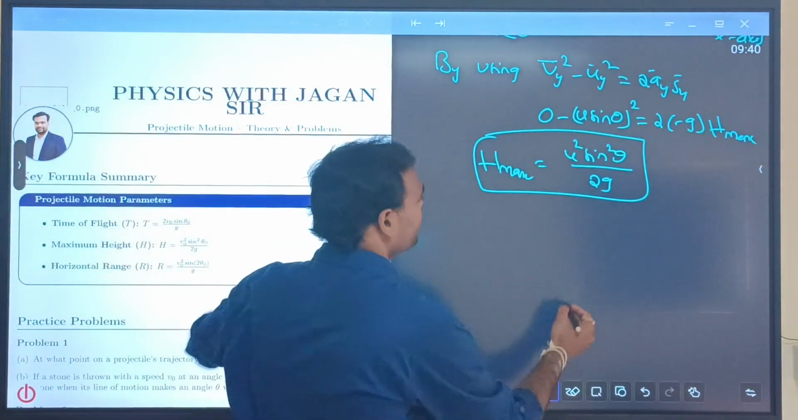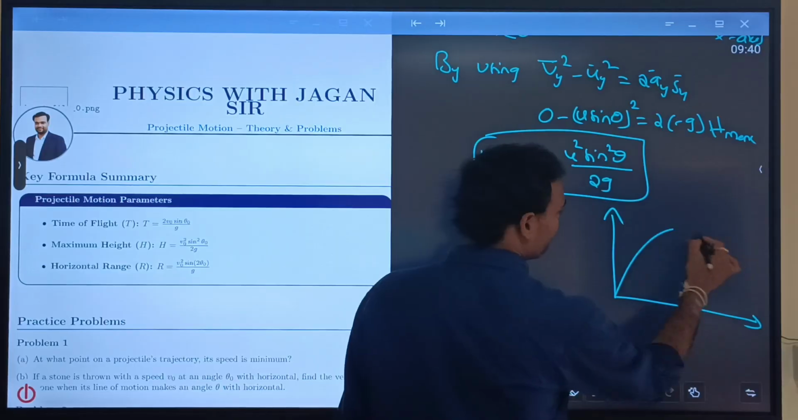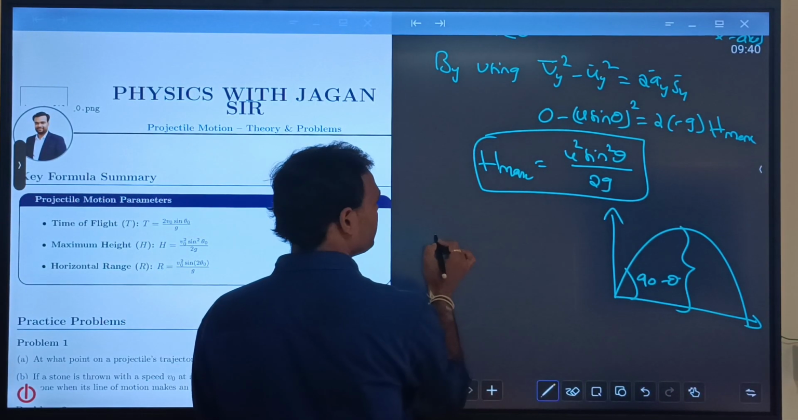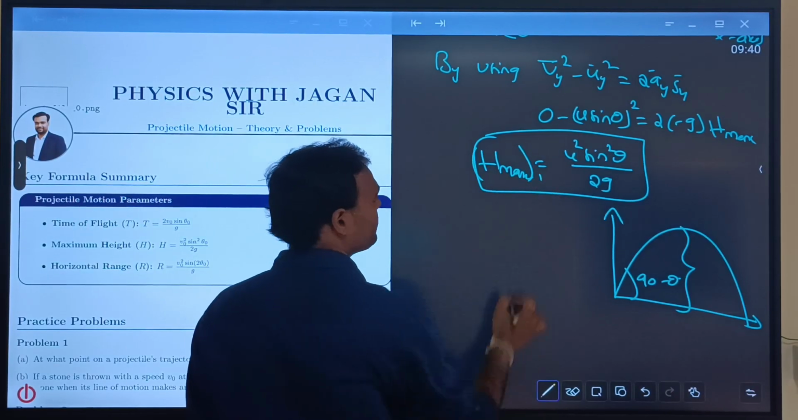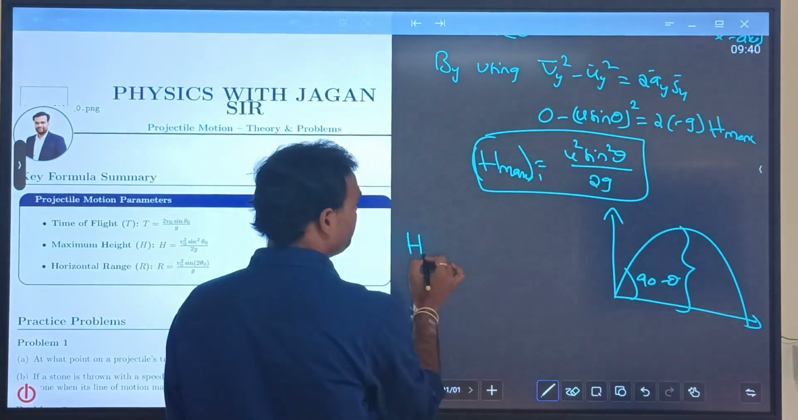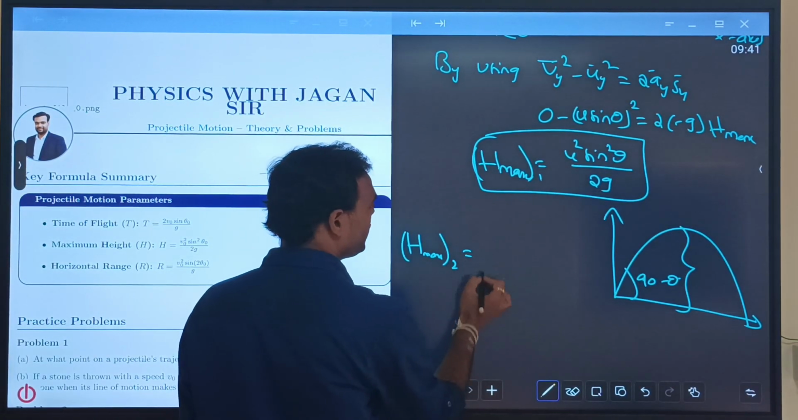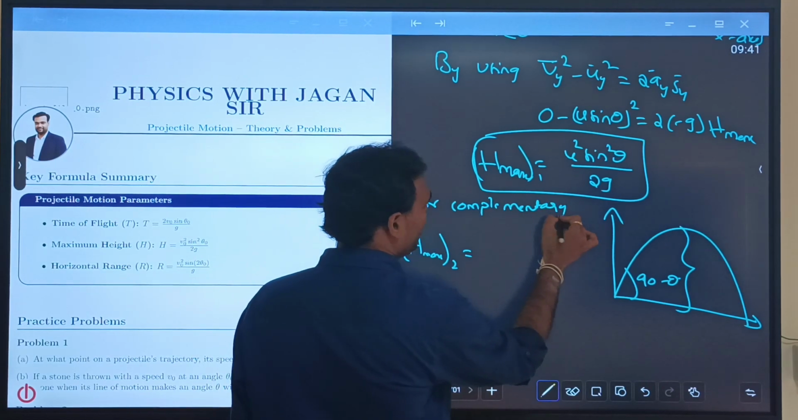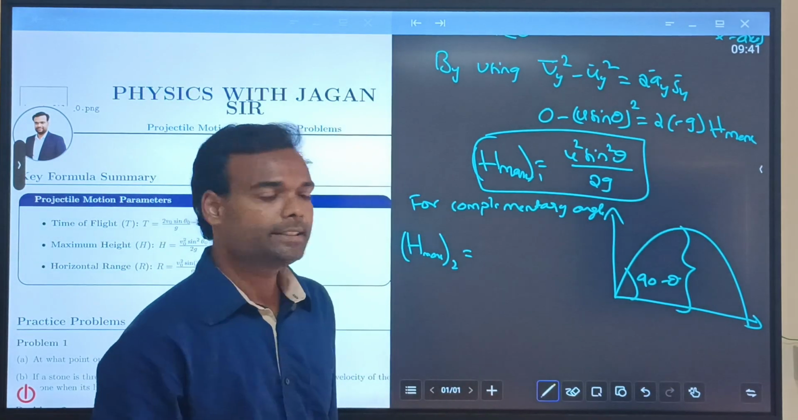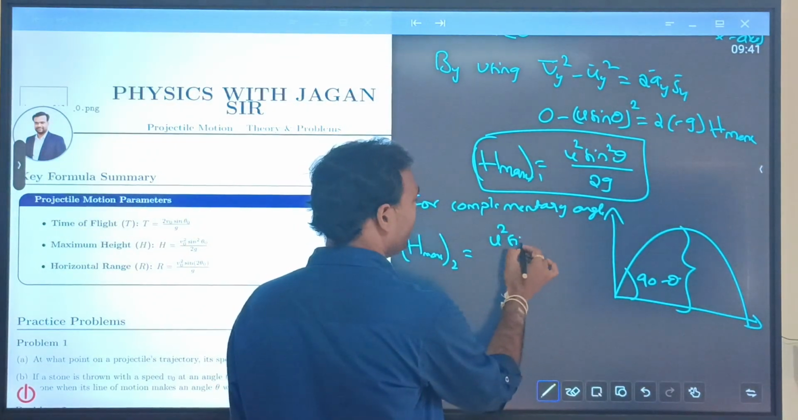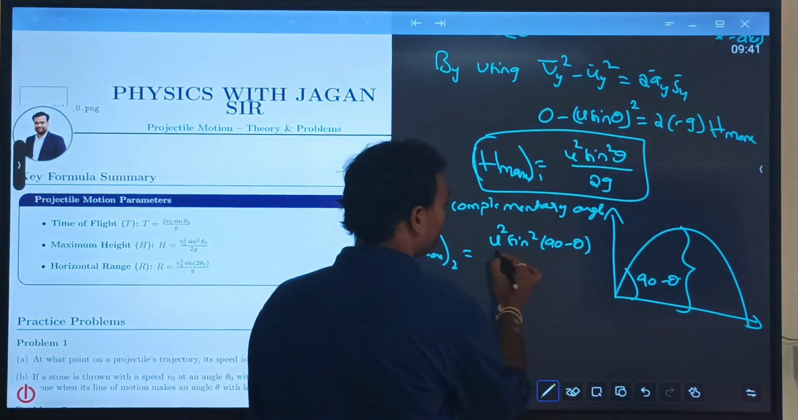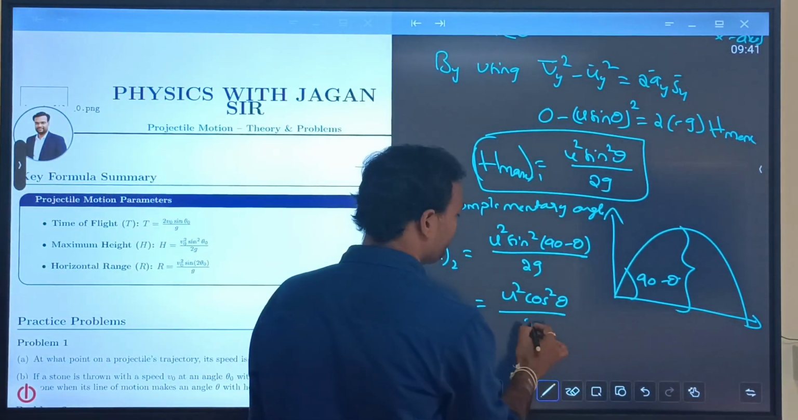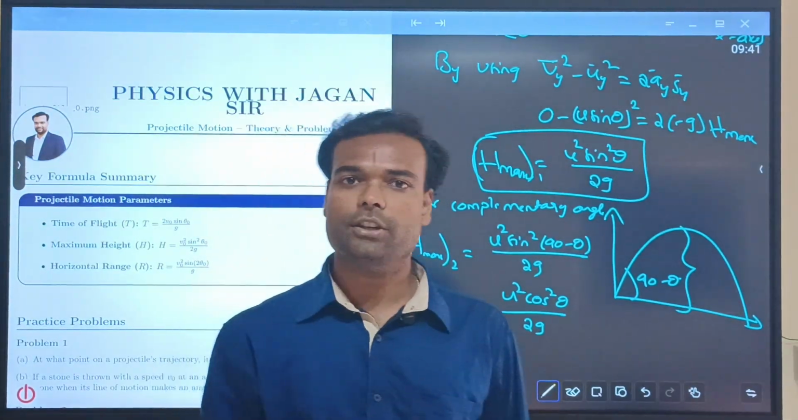Now, for the second case, let us take the complementary angle, that is 90 minus theta, and let us assume this is h1. Then h max for the second case, for the complementary angle, is u square sin square of 90 minus theta by 2g. This gives us u square cos square theta by 2g, because sin of 90 minus theta is equal to cos theta.